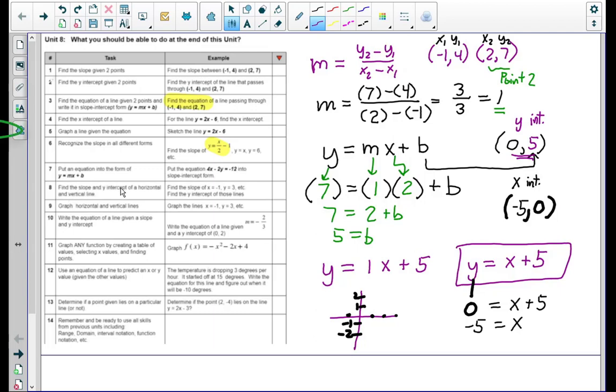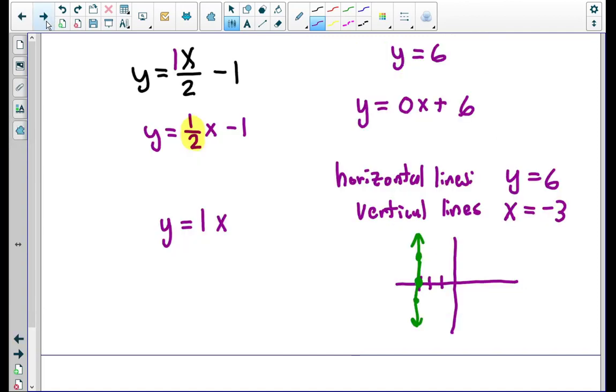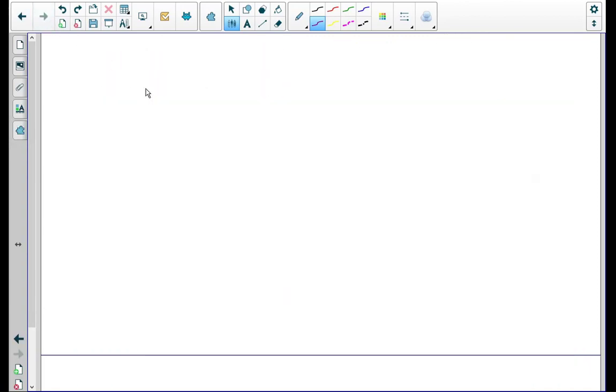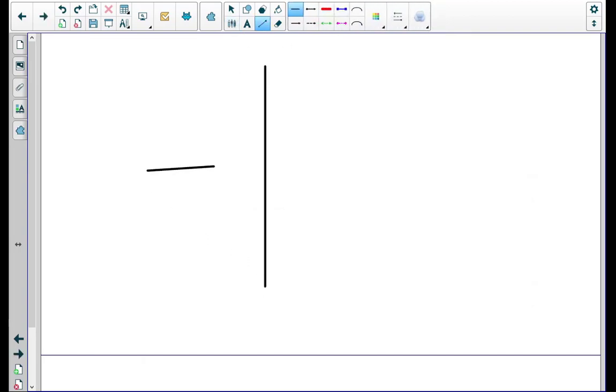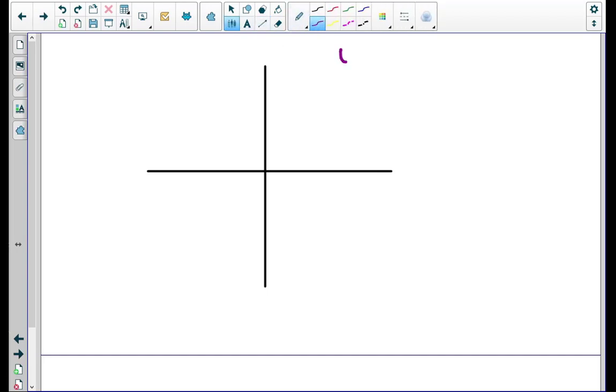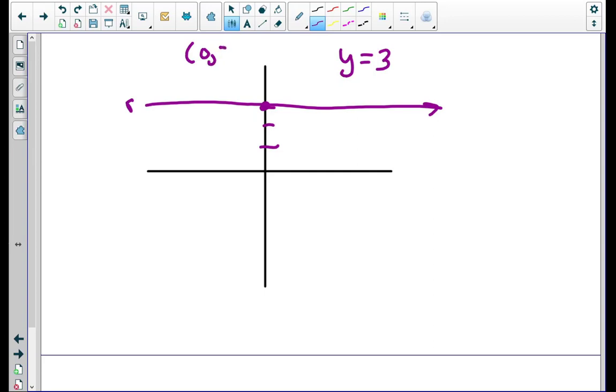Number 8, find the slope and y-intercept of a horizontal and vertical line. I kind of just covered that. The only different thing about that would be, I'll just draw a rough sketch here. Y equals 3, for example, would be 1, 2, 3. So y equals 3 would be this line. When someone says, what's the y-intercept? Well, it's actually easy because y is 3. We already know what x is. That's the y-intercept.